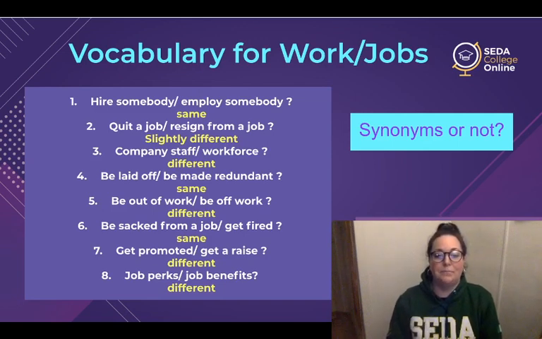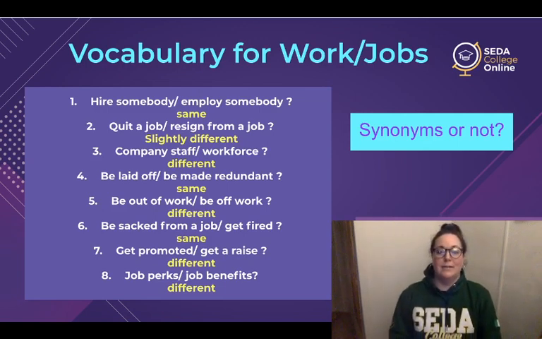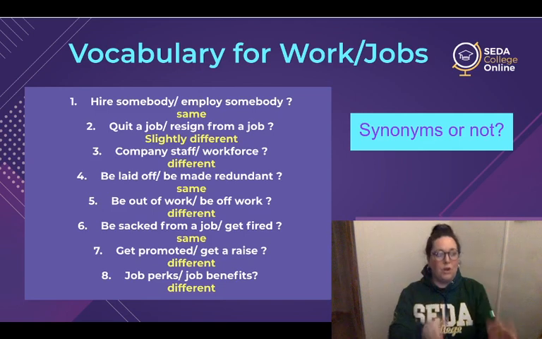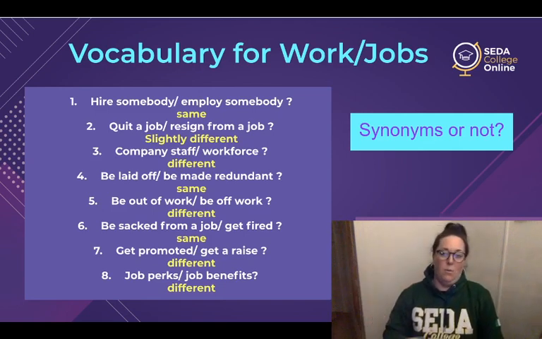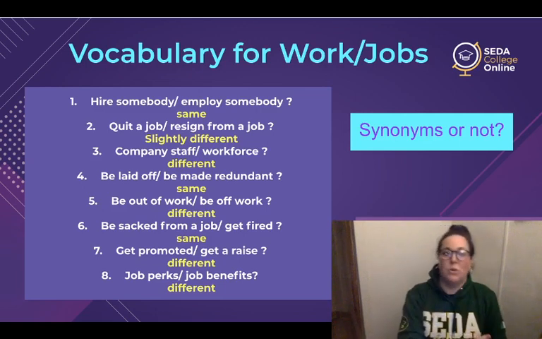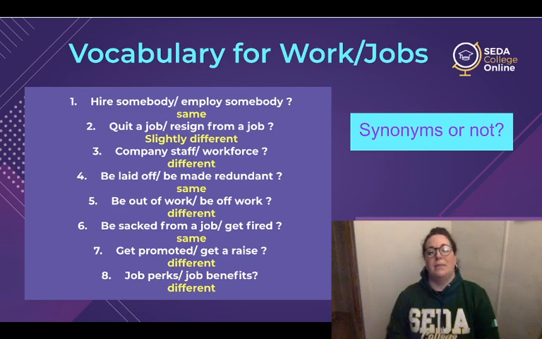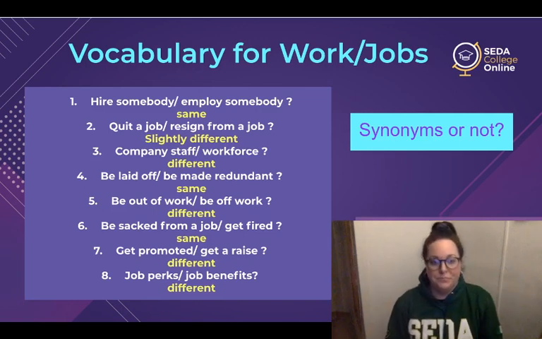Okay, number 3. Company staff and workforce are different. Company staff are the people who work for that specific company. The workforce are all the people in the country, or all the people that work in a specific industry. So you could say the workforce of teachers, or the teacher workforce in the country. It's a much larger group of people and doesn't differentiate between companies. It's just all those people.